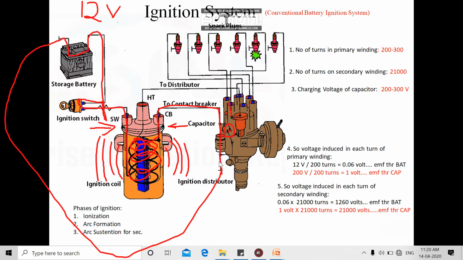The capacitor gets charged and reaches a voltage of about 200 to 300. Our capacitor stores charge of about 200 to 300 volts. This is the advantage of a capacitor, which stores more charge than a battery, but it discharges much faster than the battery. It has too much potential compared to the battery, but its charging and discharging time is very quick.